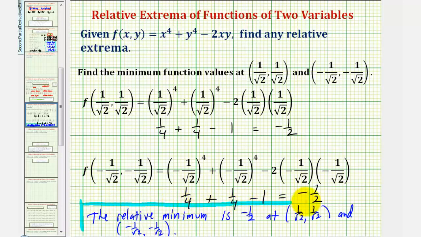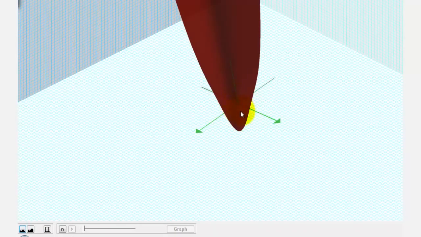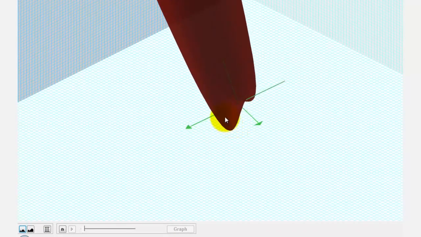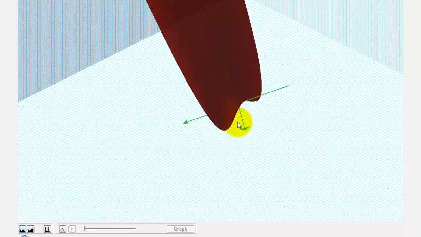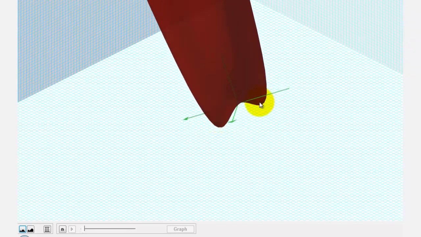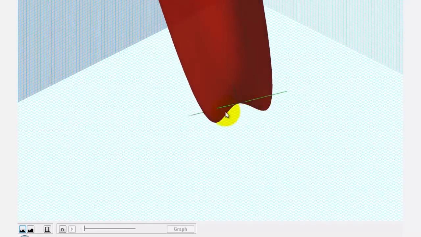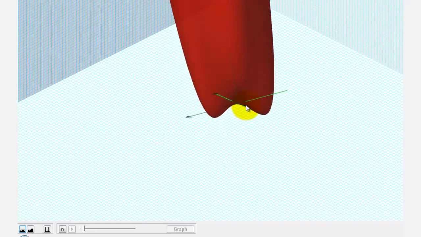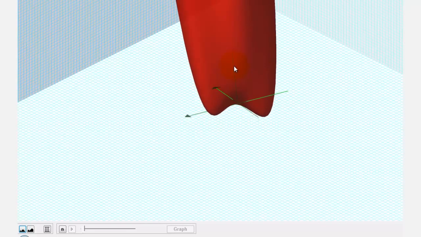Let's go ahead and finish by looking at this surface in 3D. Here it is. If we rotate this around, notice how we can see the low points on the surface. So these are not only relative minimums, we could also say that they're absolute minimums or just minimums.